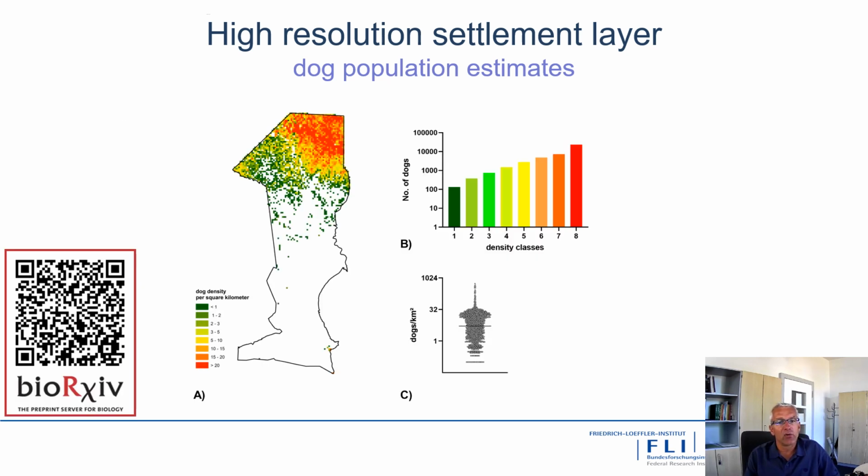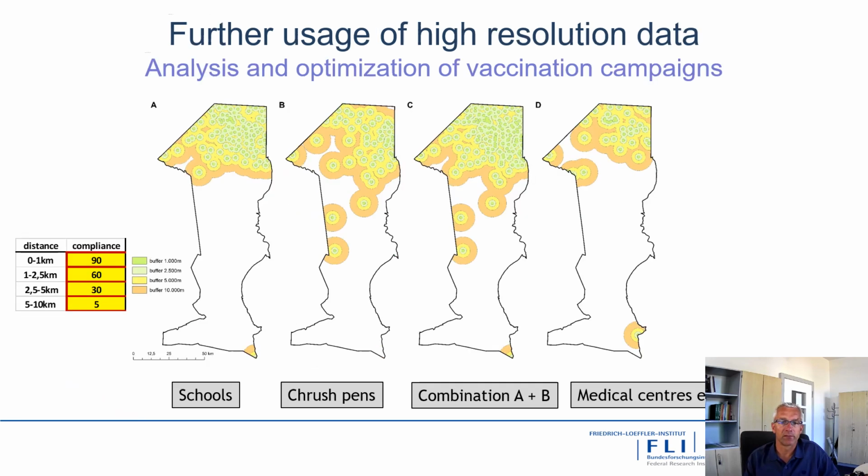What you can then do is make nice maps out of this data, to make a dog population density map, and that has been published on bioRxiv. The average dog population density was 8 dogs per square kilometer, but you had areas that went up to 500 dogs per square kilometer in these urban, densely populated areas.